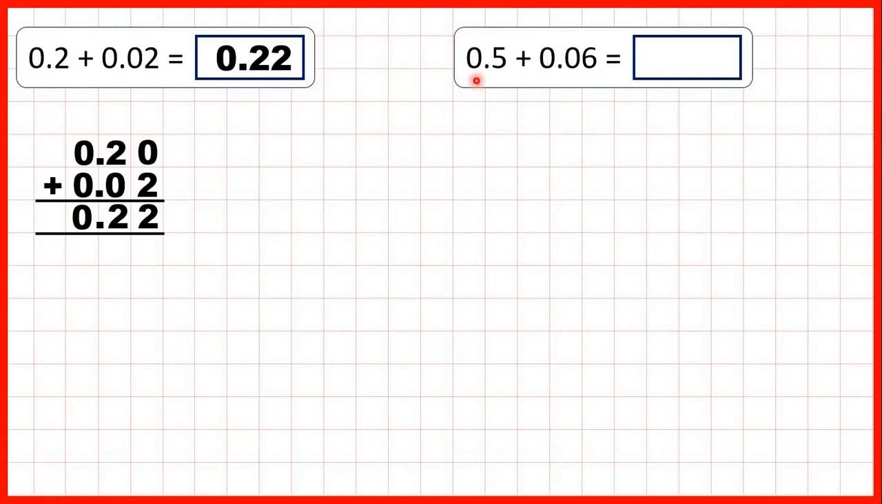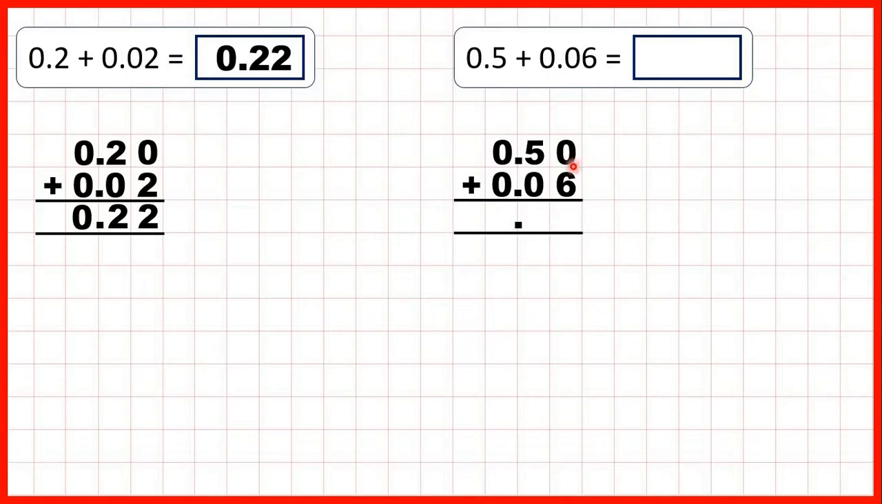Now we have 0.5 plus 0.06. Again, we can write the numbers out, making sure that the decimal points are lined up, so that our ones, tenths, and hundredths columns are lined up as well. We can write 0 in this empty square, and copy the decimal point down into our answer.